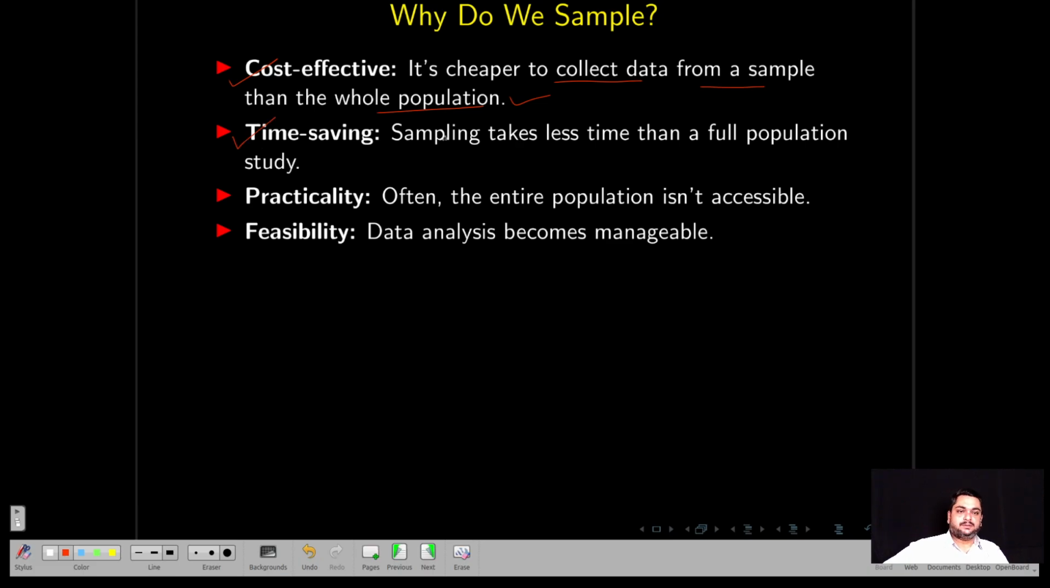Then it is also time saving, because a sample is smaller in size and takes less time than a full population study. Practicality: often the entire population isn't accessible. If I ask you to get 10 crore employees' data, it's not accessible. You cannot get all 10 crore because of many reasons, for example privacy reasons. Feasibility: data analysis becomes manageable. If you have 10 crore data points, it's very difficult to manage the data. But if you have 3,000 data points, it's very easy to manage and it becomes a very fast process.